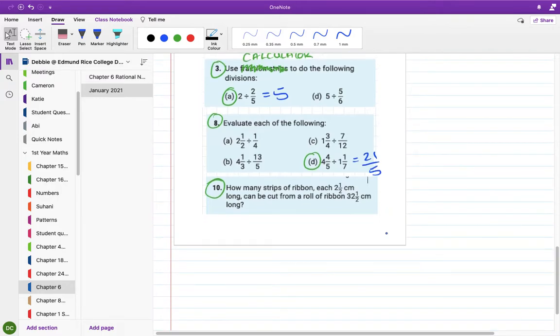And then the last one here, how many strips of ribbon, each 2.5 centimeters long, can be cut from a roll of ribbon 32.5 centimeters long. So that's a division. You need to take the full length of ribbon, which is 32.5 centimeters, and divide it into 2.5 centimeter pieces. So I'm going to need my mixed fraction button. So 32, 1 over 2, divided by 2 and 1 over 2. So apparently you can cut 13 strips.